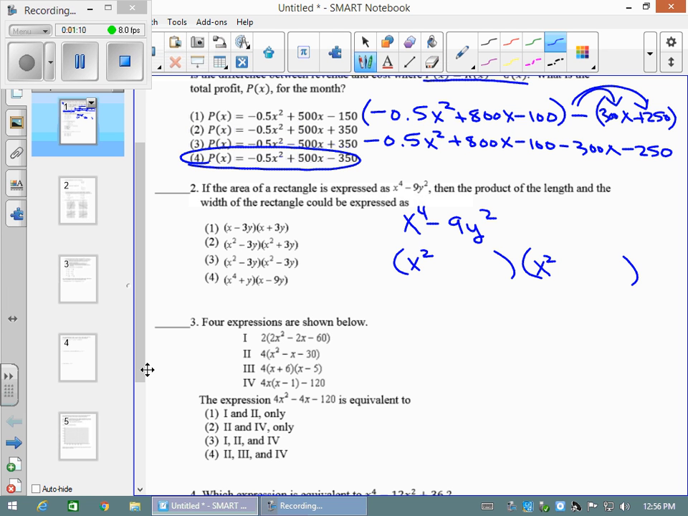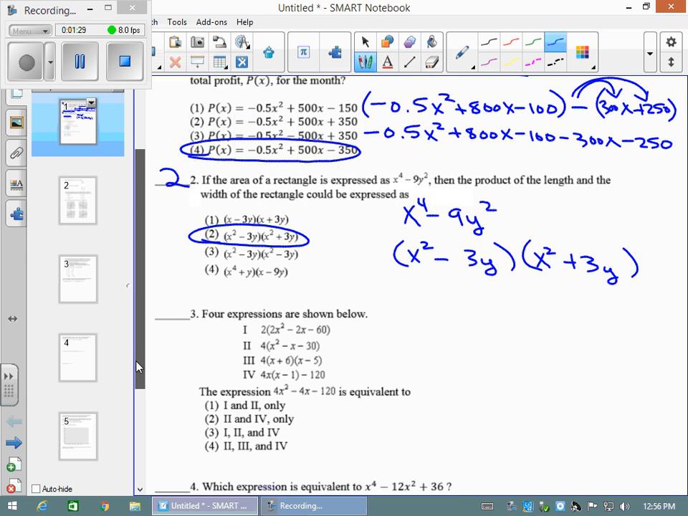When you're multiplying, what do the signs have to be to give you back a negative? So they would have to be different. So you could either put the minus first and the plus second, or vice versa. And then what times itself is 9y squared? That would be 3y and 3y. So the correct choice here should have been choice 2.